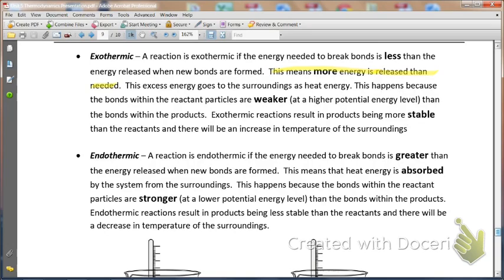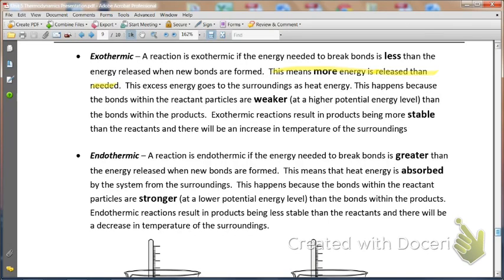All right. So, in other words, there's going to be a loss of heat energy from the system, and it's going to go into the surrounding environment, right? So heat energy will be transferred to the surroundings. This happens because the bonds within the reactant particles are weaker, meaning that they have higher potential energy level. So in other words, we're going to start out with the reactants at a higher potential energy state because they have weaker bonds than the bonds within the products.